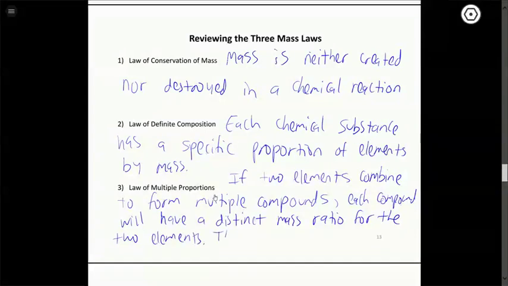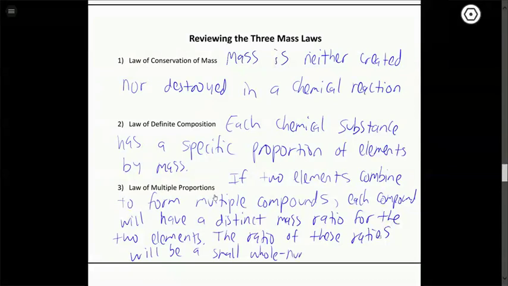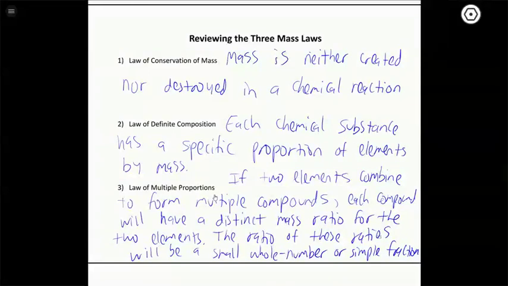And the ratio of these two ratios, so we're talking about again the ratio of ratios, which is a weird way to think of things, but that's what it is. The ratio of these two ratios will be small whole numbers, or a simple fraction. In other words, you can't just combine two elements in any random ratio that you want to make different compounds. There are always going to be discrete ratios involved, and the relationship between those ratios are very simple whole numbers.